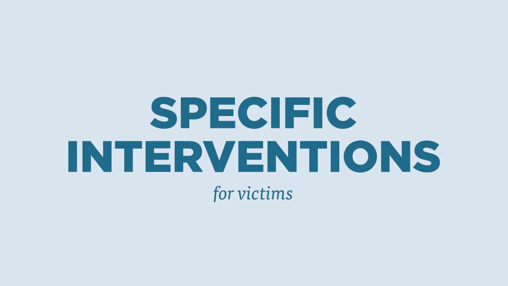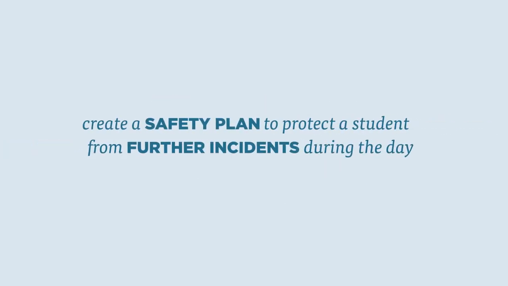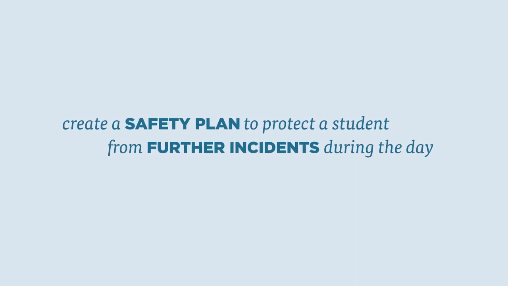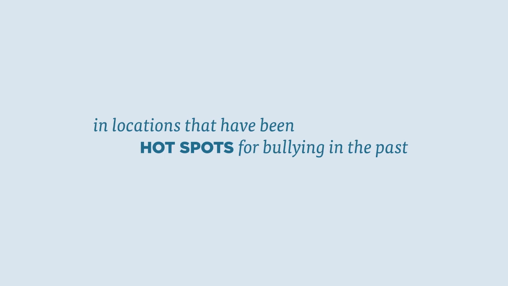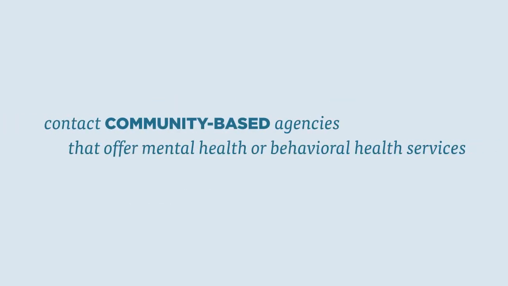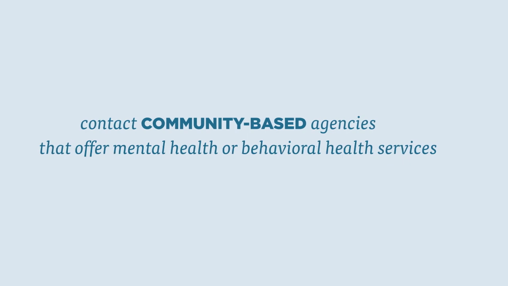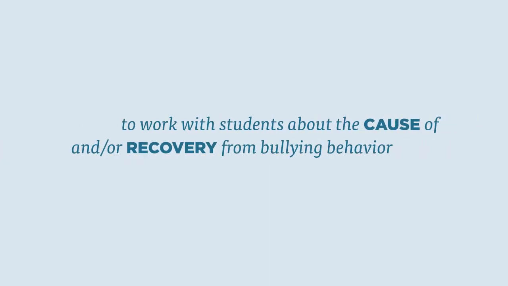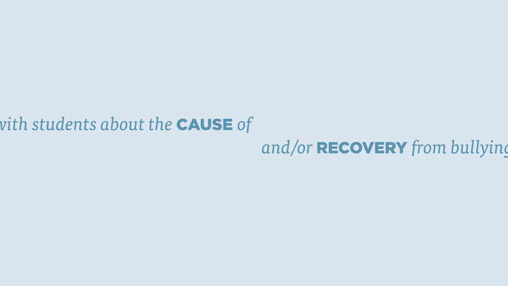A specific intervention for the victim is to create a safety plan to protect a student from further incidents during the school day and in locations that have been hotspots for bullying in the past. A specific intervention for those who are bullying and their victims is to contact community-based agencies that offer mental health or behavioral health services to work with students about the cause of and/or recovery from bullying behavior.